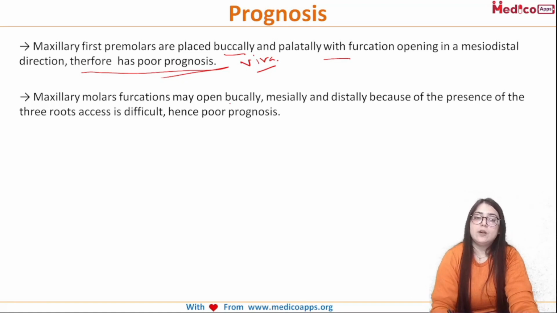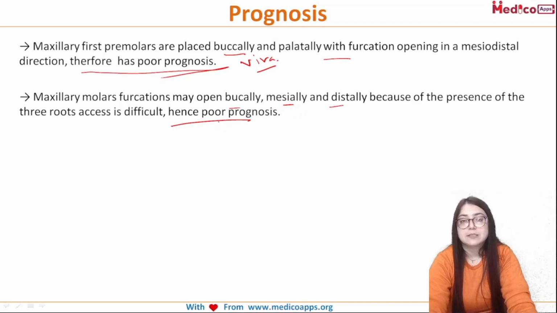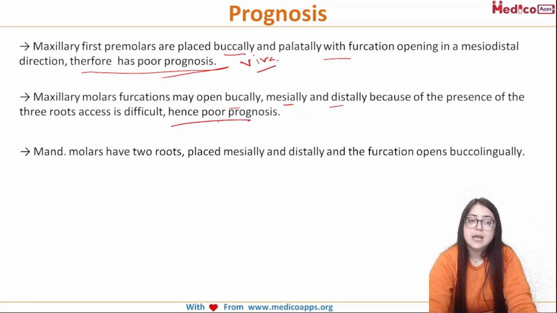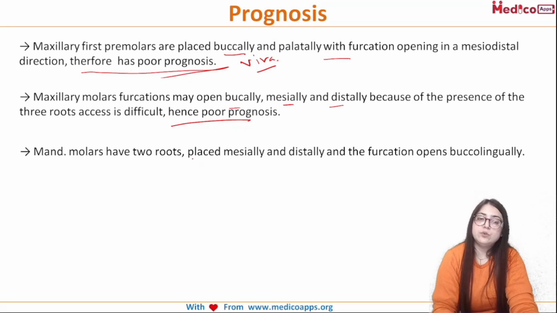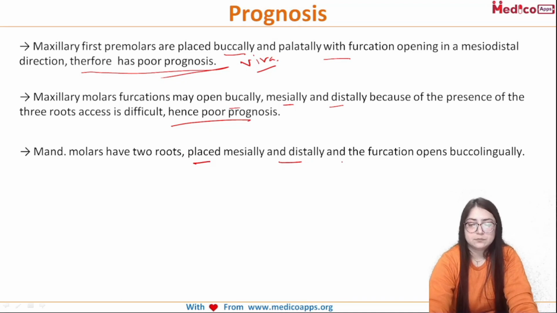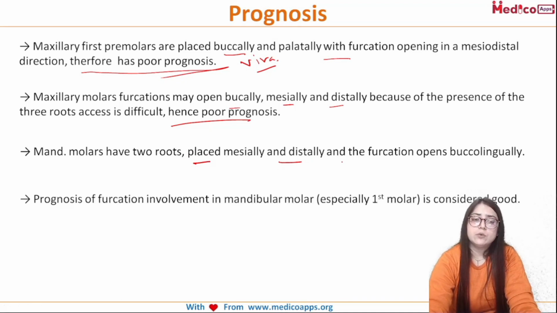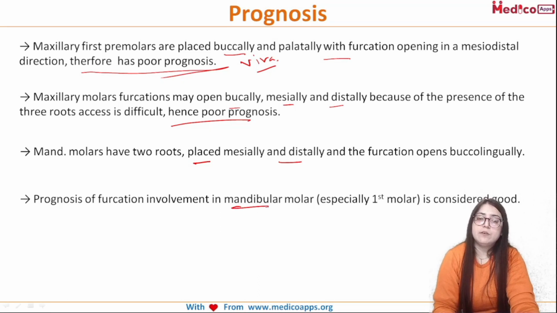Now in maxillary molars, the furcation may open buccally, mesially and distally. Because of the presence of 3 roots, access is difficult and hence again poor prognosis. So eventually furcation involvement in the maxillary teeth shows poor prognosis. Mandibular molars have 2 roots placed mesially and distally, and the furcation opens horizontally, buccolingually. So eventually the prognosis of furcation involvement in the mandibular first molar is considered to be good.